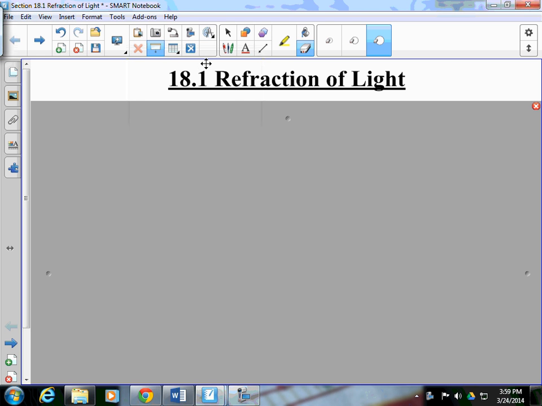All right, moving onward to Chapter 18. Chapter 18 is focused on the refraction of light. In Chapter 17, we spent a lot of time on reflection and mirrors. In Chapter 18, we're going to spend time on refraction and lenses.